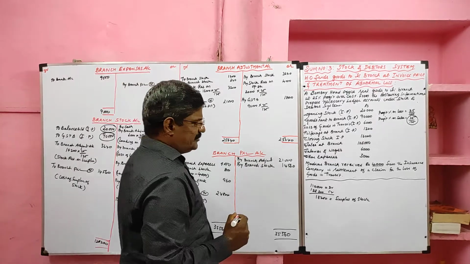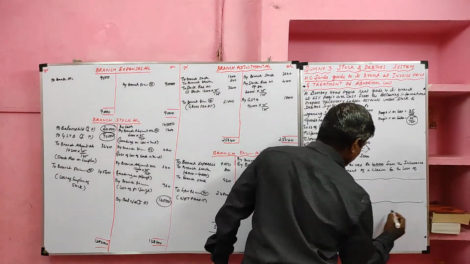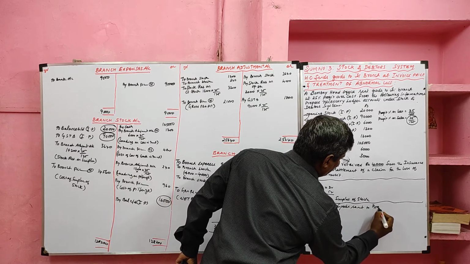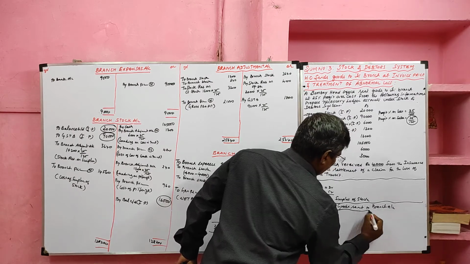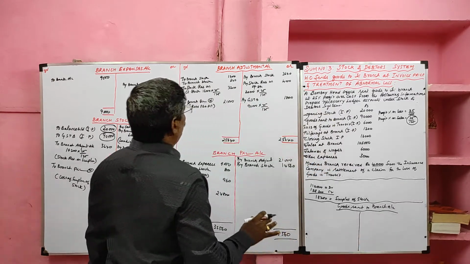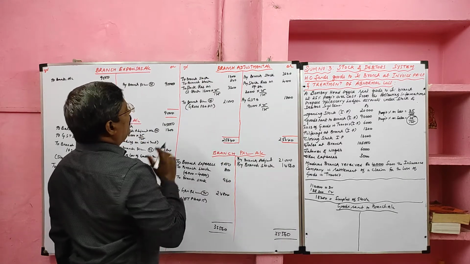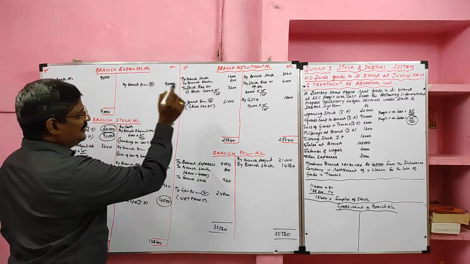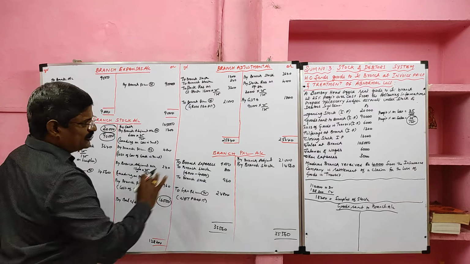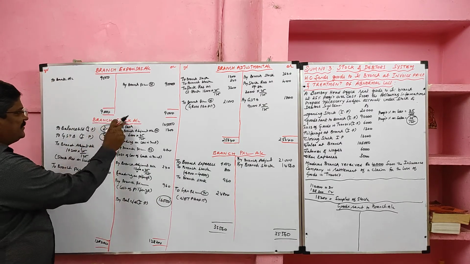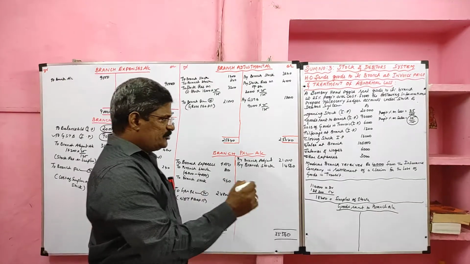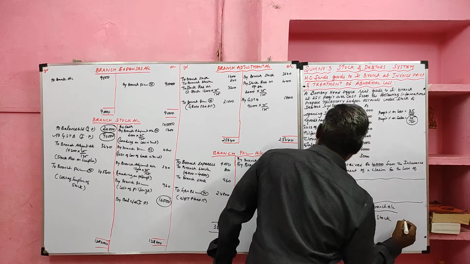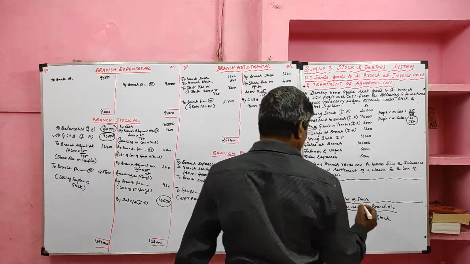Then we have to prepare one more ledger account called goods sent to branch account. With the help of this ledger, we can ascertain purchases of the branch. Here we have to consider two ledger accounts, branch stock account and branch adjustment account. In the branch stock account, goods sent to branch is debited. So in goods sent to branch account, stock should be credited by branch stock. Its value 90,000.